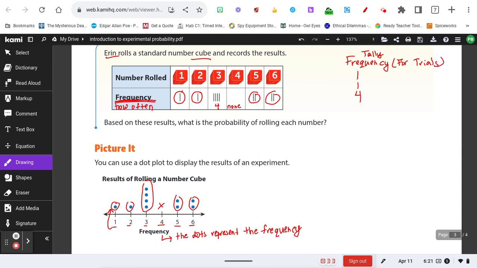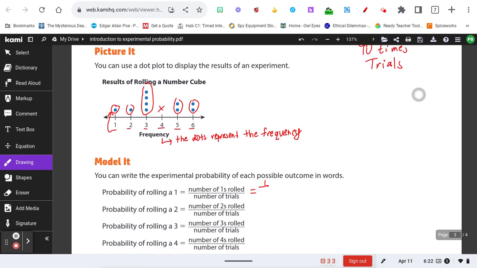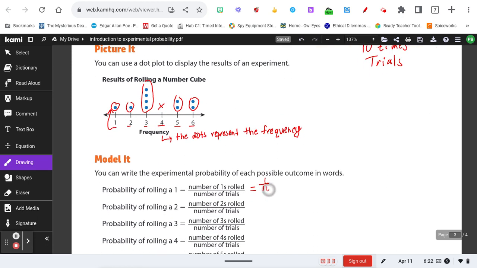So the 1 was 1. The 2 was 1. The 3 was 4. The 4 was 0. The 5, they landed on it twice. And the 6, they landed on it twice. Which means, we're going to add these up, they had to roll that die 10 times. So this is your total number of trials. They only landed on 1 out of the 10.